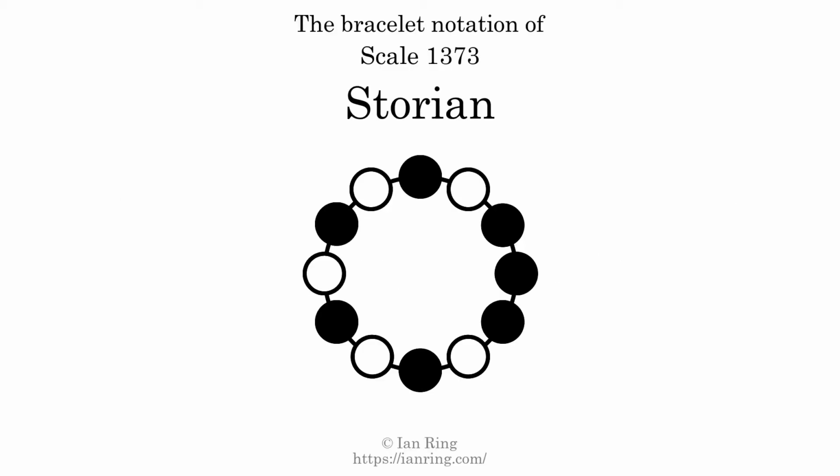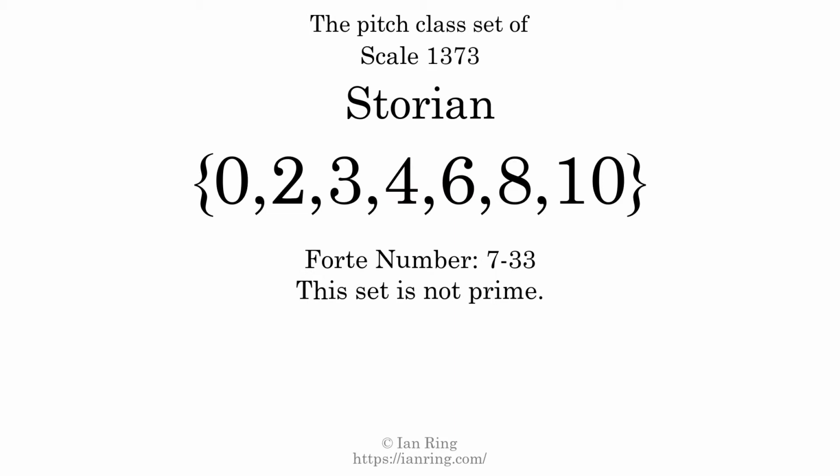This is a bracelet notation diagram of scale 1373. The shaded circles represent tones that appear in the scale, and they are read clockwise, starting at the top. The pitch class set for this scale is 0, 2, 3, 4, 6, 8, 10. The Forte class is 7-33. This set is not prime.